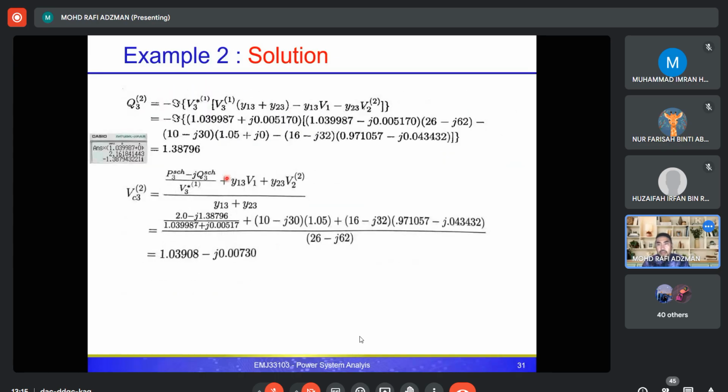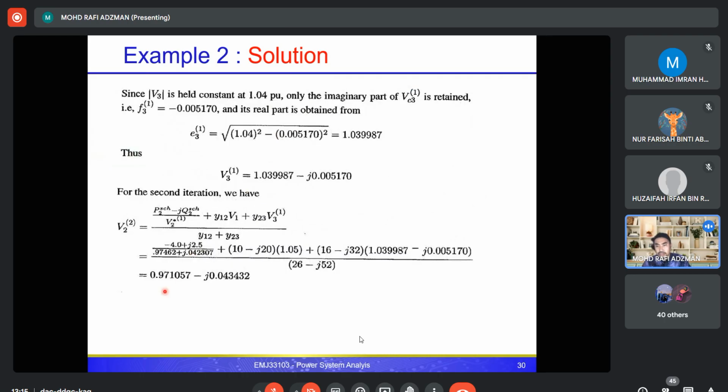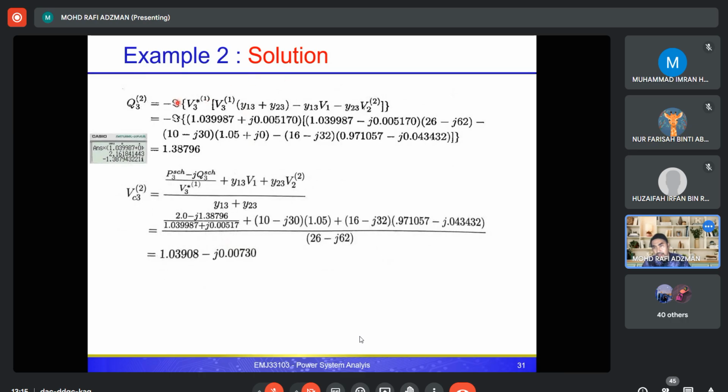So in example 2, Q32, second iteration. So we find that V31, why V31? Because this is the second iteration, we already have the value for V31. So we have to use V31 times V31 times Y13 plus Y23 minus Y13 V1 minus Y23 V22. You cannot use this one because you already calculated V22 here. So you need to use this one to update Q32.